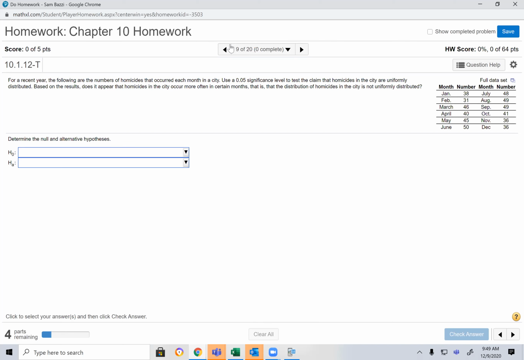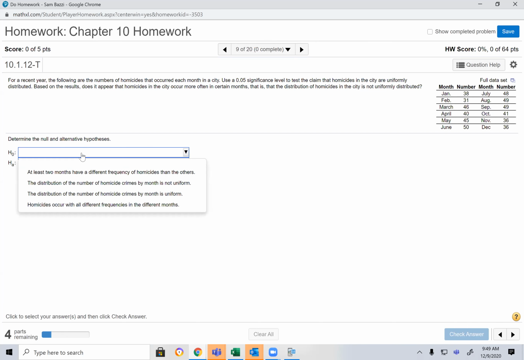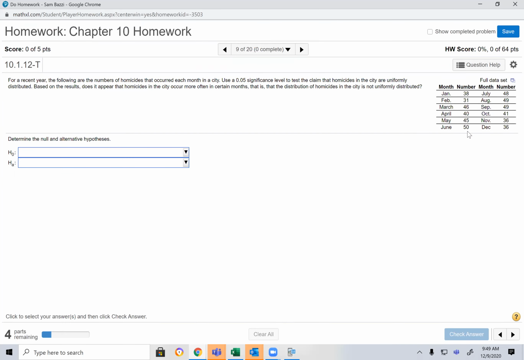That is, the distribution is not uniformly distributed? So here, guys, you put the distribution is uniform in H0. In HA, the distribution is not uniform. But how do we enter those values as observed and expected? You enter the 12 values in L1. These are the observed values.